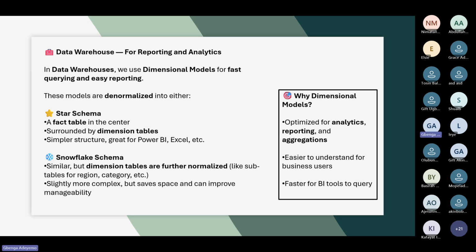Do we understand the difference between OLTP and OLAP and the variations of a star schema and a snowflake schema? Is it clear to us now? Let me know if it's clear to you or it's not clear, please.